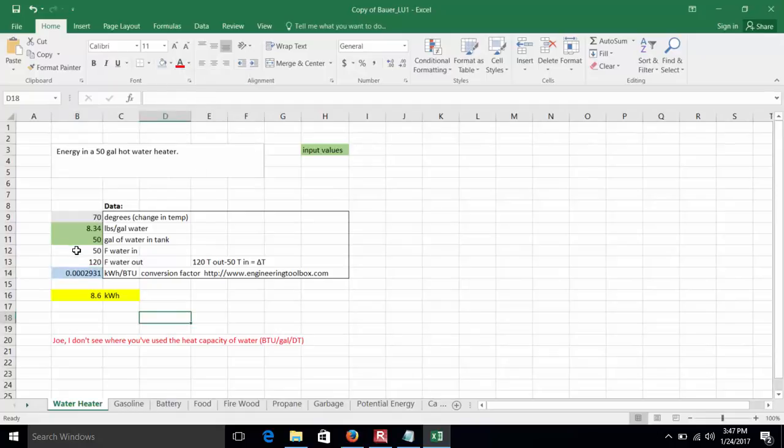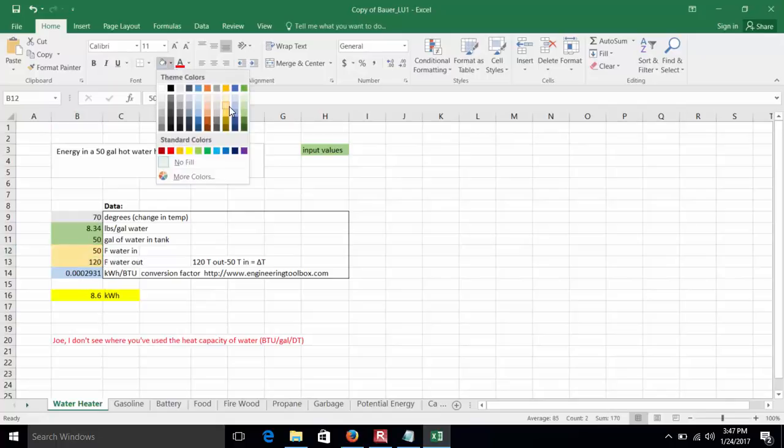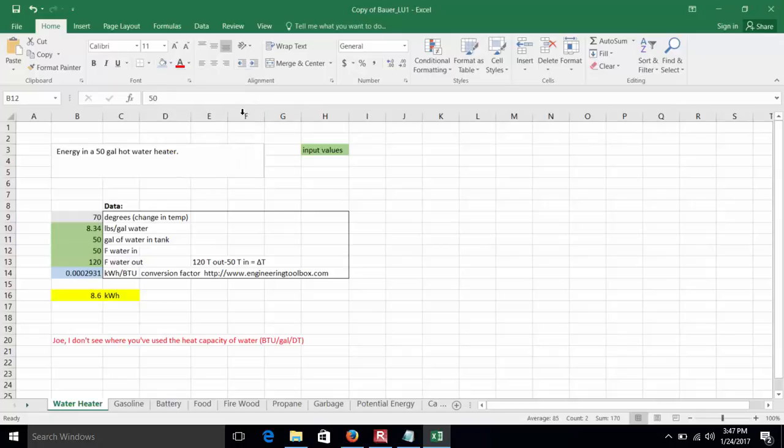So these guys are really your four inputs, aren't they? Yeah. So input, calculator, conversion factor, answer. And I don't know if he actually got the right number.